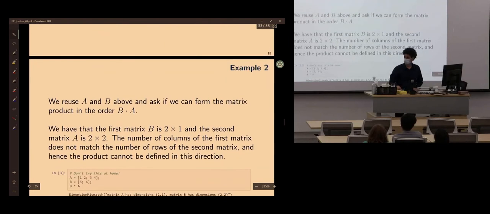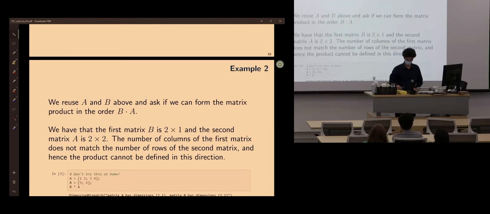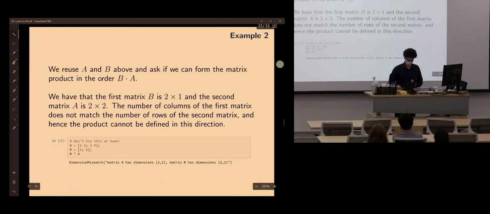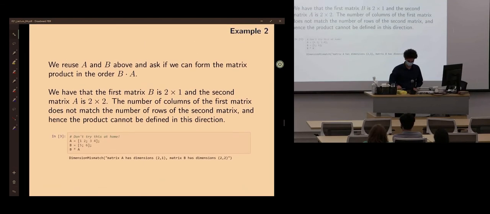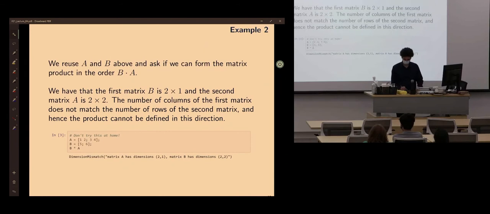Should we try it in Julia? Do not try this at home. If you are watching this, you will get an error. So the computer knows, actually, it will give you a very specific message that the dimension does not match.